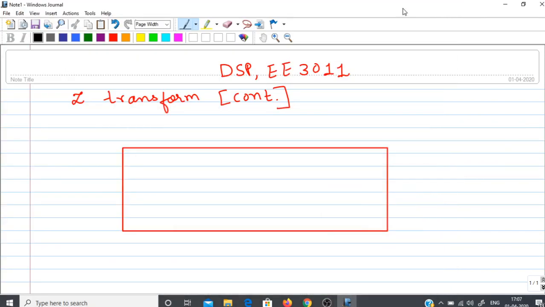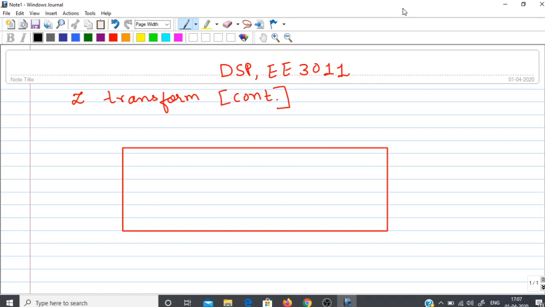Hi everyone. So in the last lecture, we studied the Z transform and we looked at its definition and computed the Z transform of some finite duration sequences. Now today we will move further and we will see how we can compute Z transforms of infinite duration sequences.